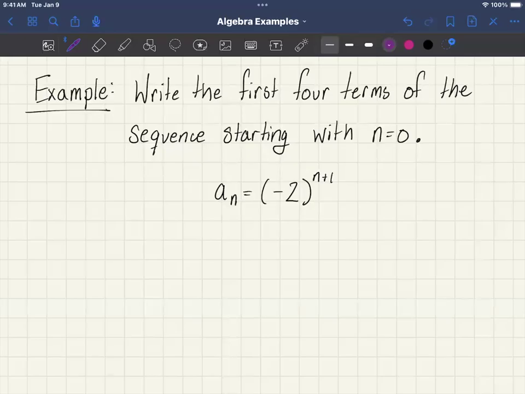How do we write the terms of a sequence? Let's find out.